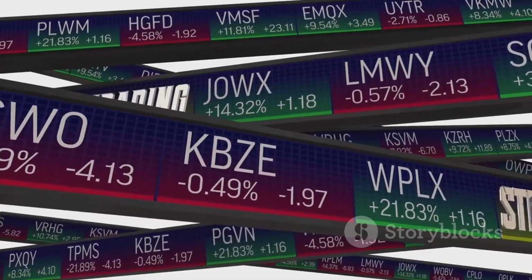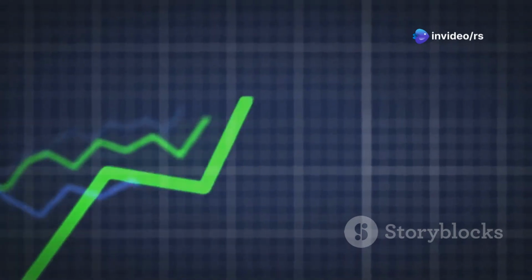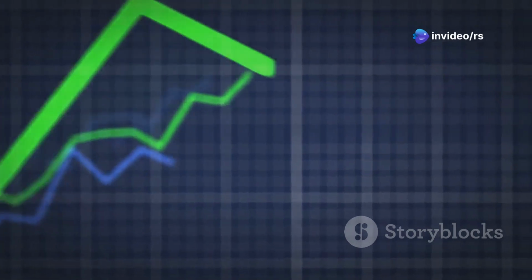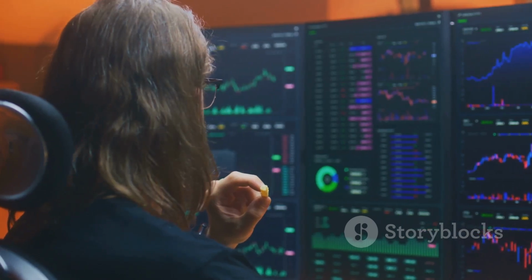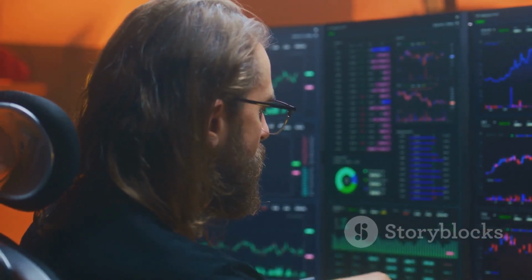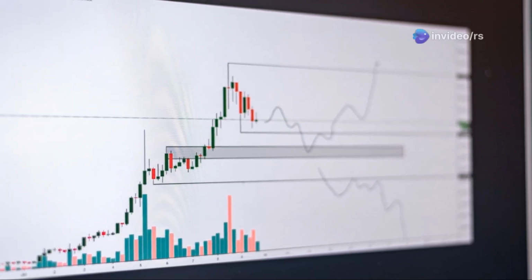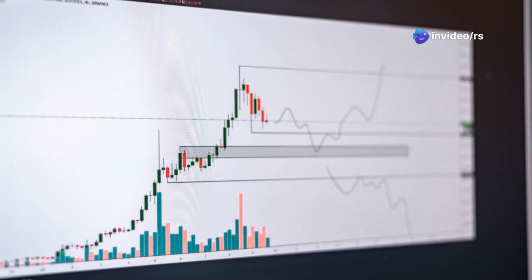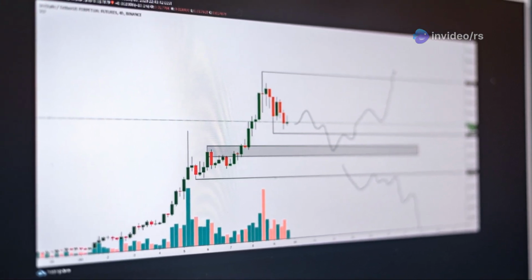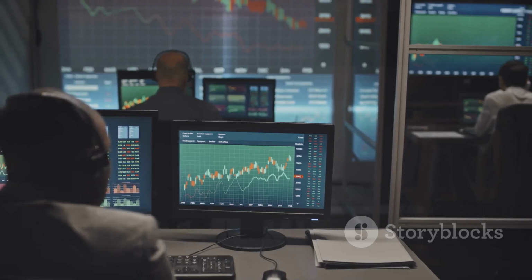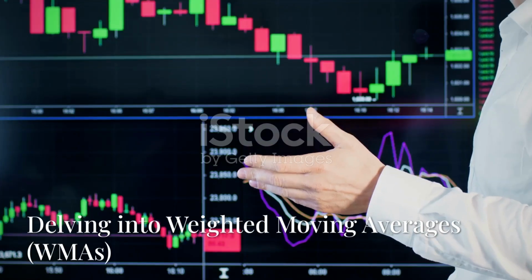This is where exponential moving averages, or EMAs, come in. EMAs give more weight to recent prices, making them more responsive to new information. This makes them particularly useful for short-term trading, where quick reactions to price changes are crucial. As you can see in the image, the EMA, represented by the blue line, reacts more quickly to the changing prices compared to the SMA, shown by the red line. This sensitivity to recent data makes EMAs a favorite among traders who need to stay ahead of the curve.